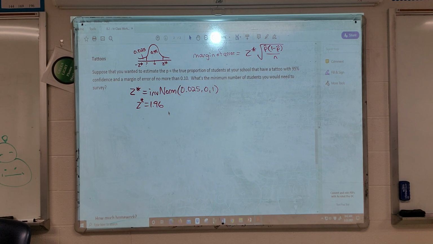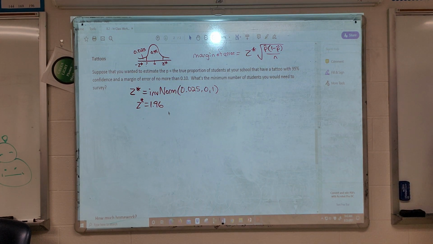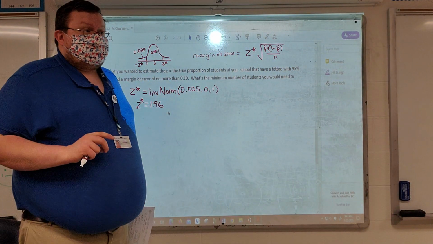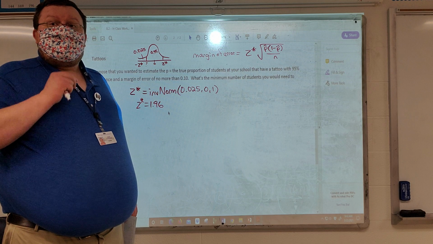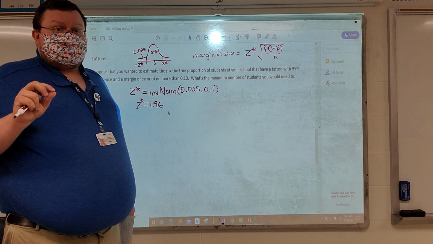50% as your P value will give you the greatest margin of error. So to be on the safe side, if you have no information about P, you automatically have to go with the greatest possible margin of error, which would be 0.5. That's going to help yield that biggest margin of error. Sure, we're going to still try to get it below 0.1, and we will be able to with a certain sample size. But we're automatically going to fix P to be 0.5 if we have no information about P.